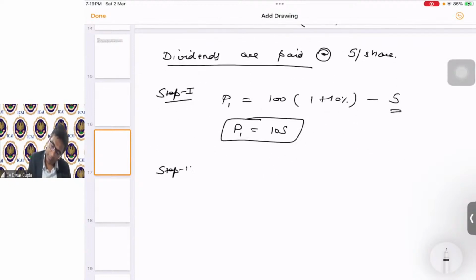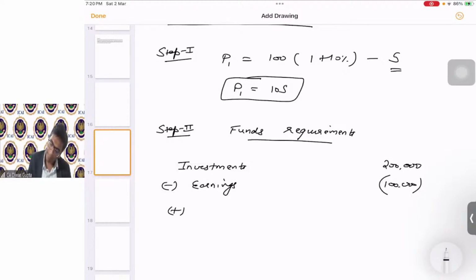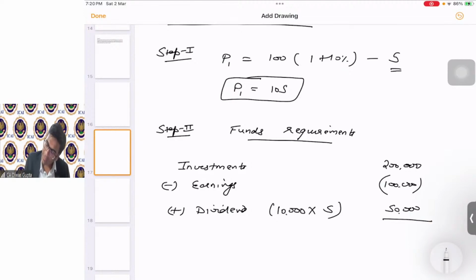Step 2 will be funds requirements. Funds requirements, how it will be done is investments, first of all, is 2 lakhs minus earnings is 1 lakh plus dividend. 10,000 shares multiplied by 5 per share, 50,000 rupees is the dividend needed.